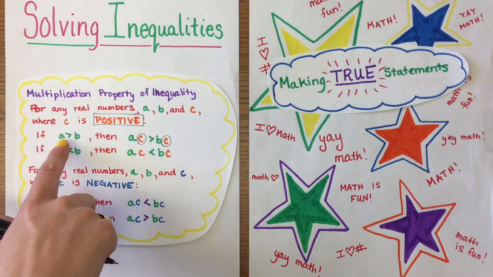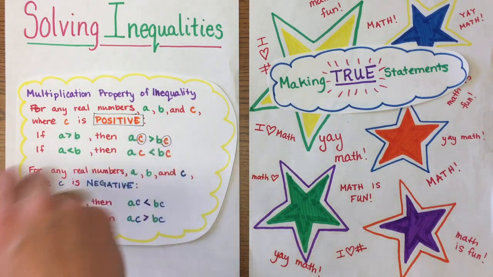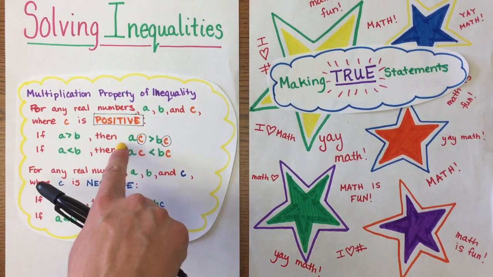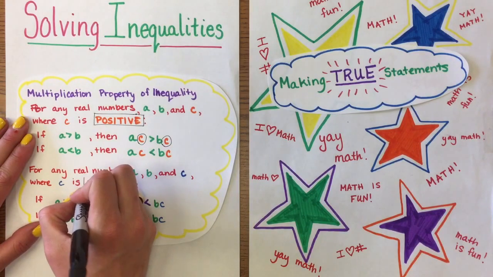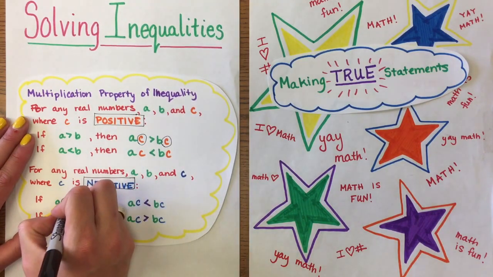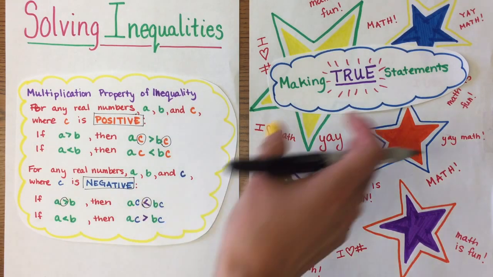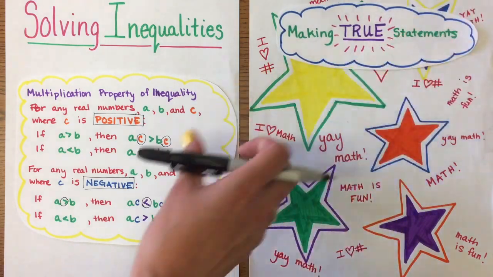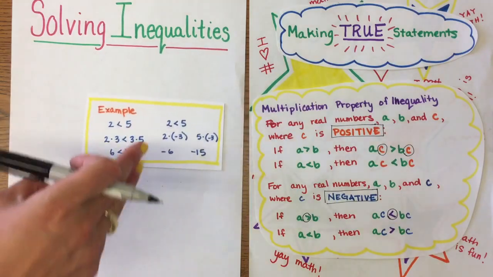So if A is greater than B and I multiply both sides by a positive number, like say 4, A times C is still greater than B times C. Or if A was less than B, then A times C is still less than B times C. But what happens when we multiply by a negative number is that my inequality symbol is going to change directions in order to make a true statement. So let's look at an example showing that.